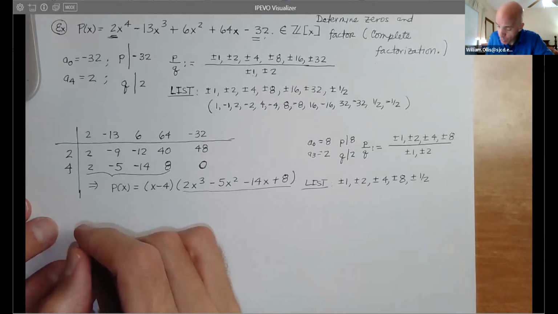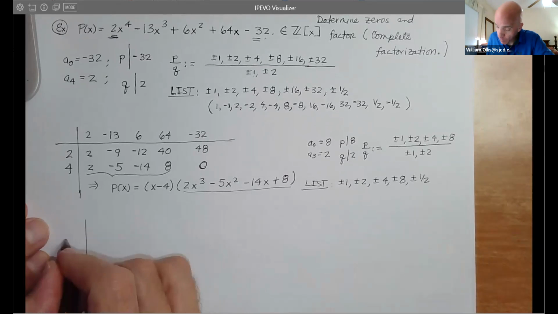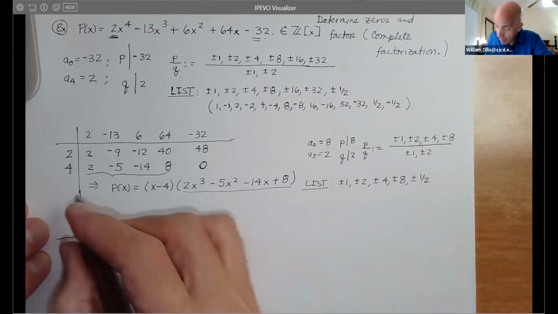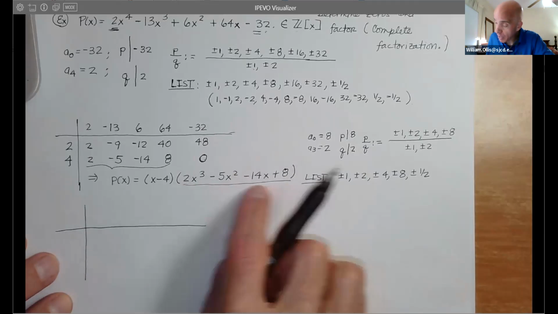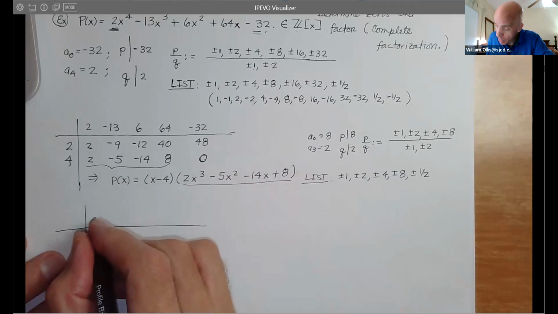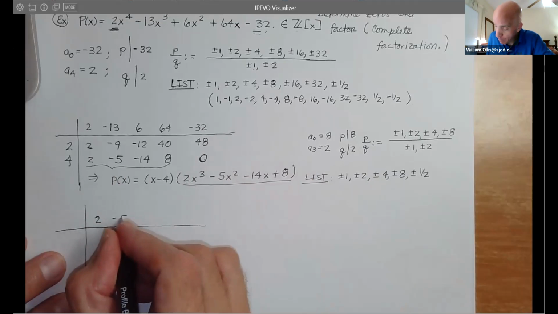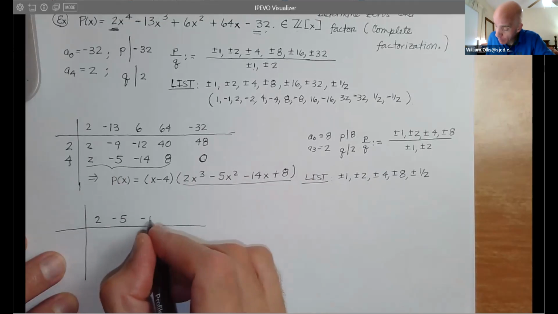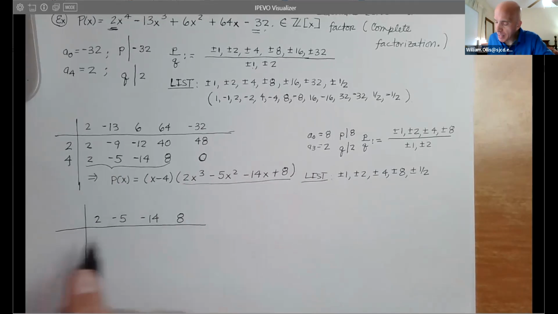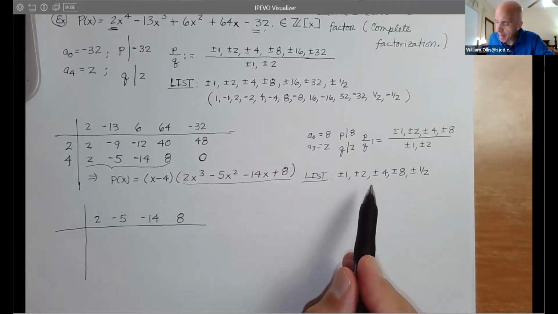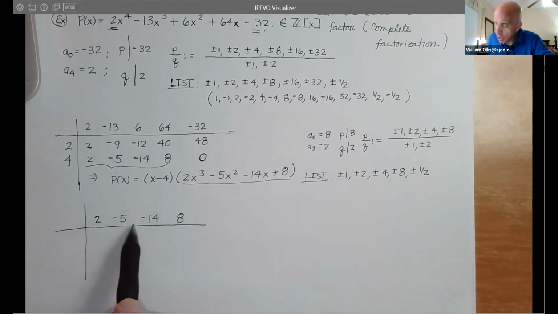So we can do another table. So hopefully we can reduce to a quadratic polynomial. So let's go ahead and put our descending coefficients: 2, -5, -14, 8. Now again, we can do the same kind of check that we did before. Notice here that we get a 10, and here we get a -19. So 1 clearly doesn't work.